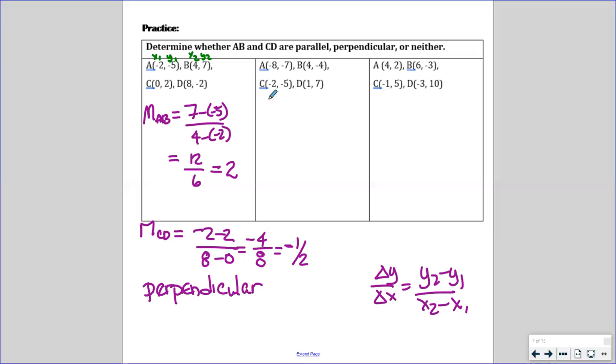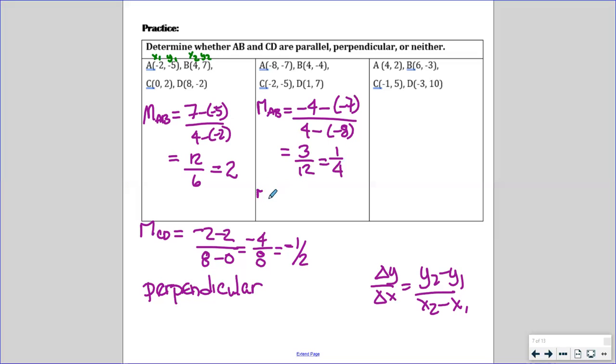All right, next one. Let's see if it's parallel, perpendicular, or neither. So for AB, using the formula over here, and making sure that I put my negatives in parentheses and put everything in its right space. Okay, so then this would be positive, this would be 3, and then this would become positive, and this is 12, and I can reduce it to 1 over 4.